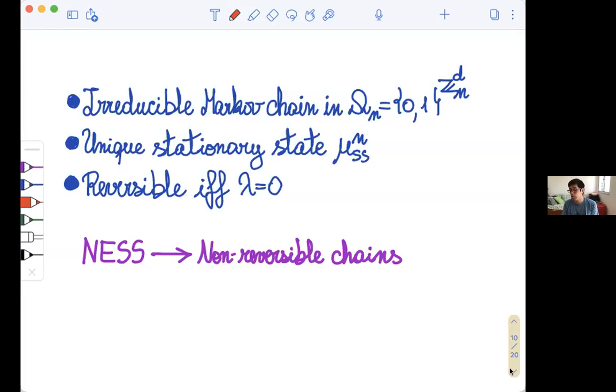Okay, so the objective of the course is going to be to give a characterization in some way of this non-equilibrium stationary state. So I want to describe the large scale properties of this measure mu_n^SS. Okay, so this is our objective, and it's one particular example of a non-equilibrium stationary state, and it falls under the category of driven diffusive systems that I mentioned before.